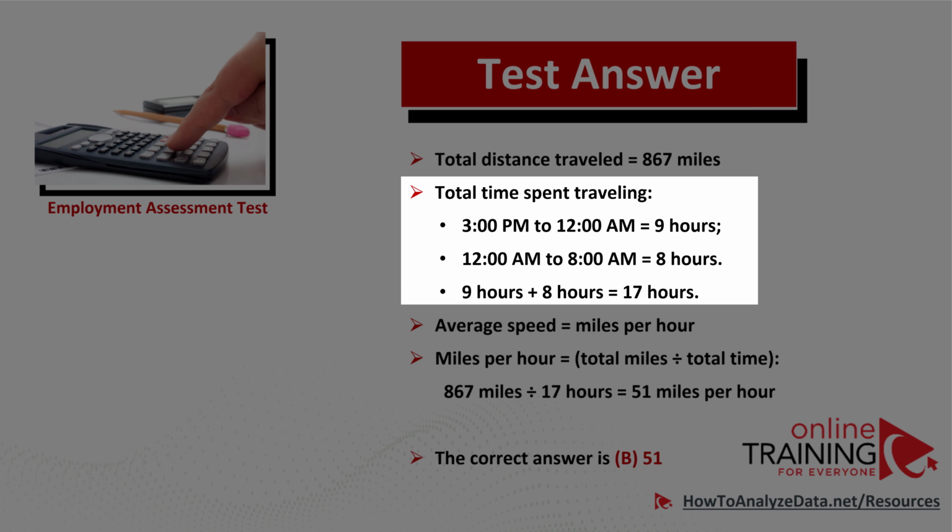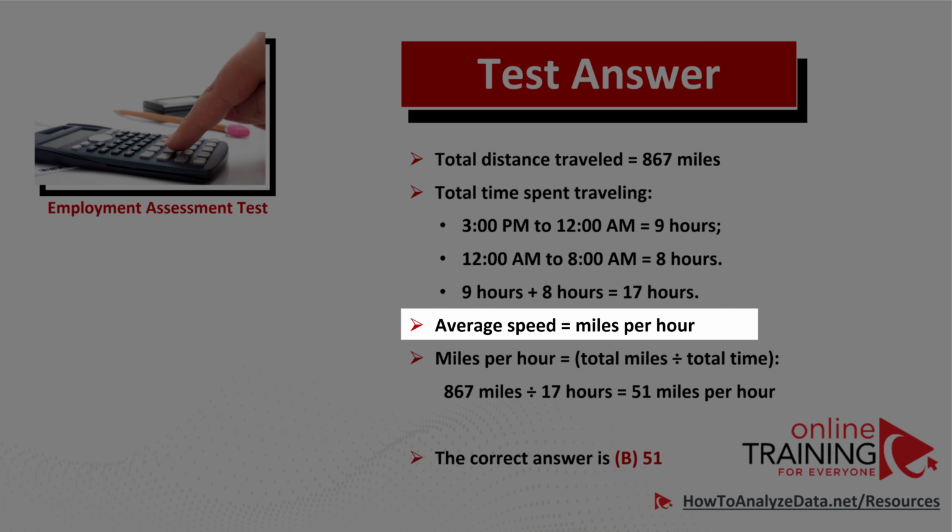The best way to calculate it would be to calculate separately the time traveled between 3 p.m. and 12 a.m., which is 9 hours, as well as from 12 a.m. to 8 a.m. next day, which is 8 hours. So the total time George spent traveling is 9 hours plus 8 hours, which is 17 hours.